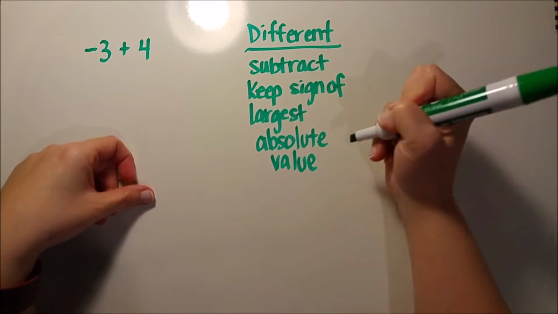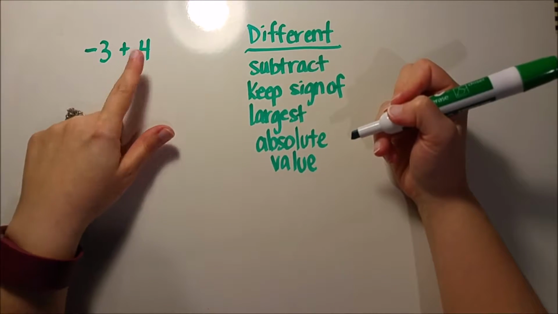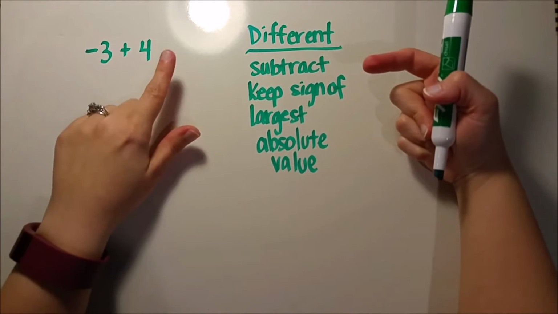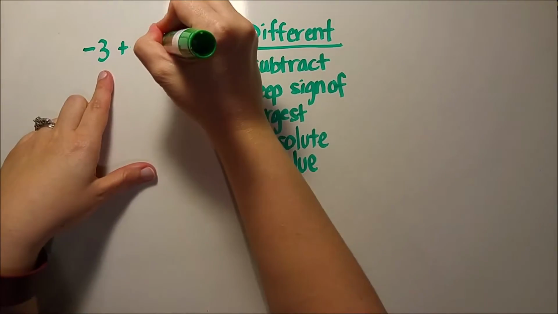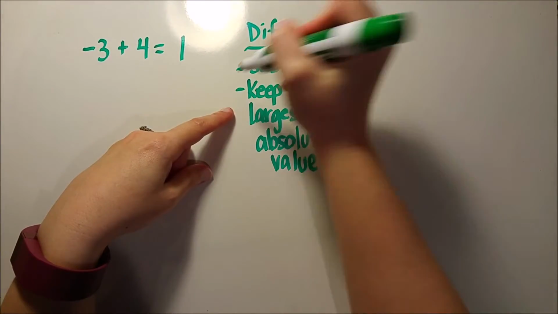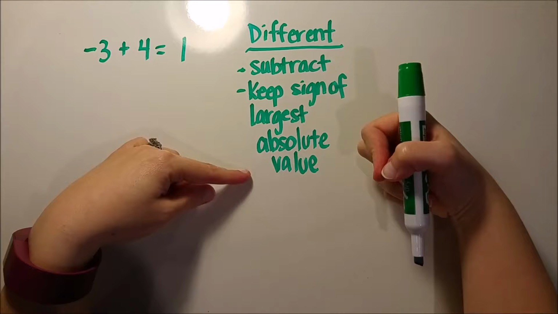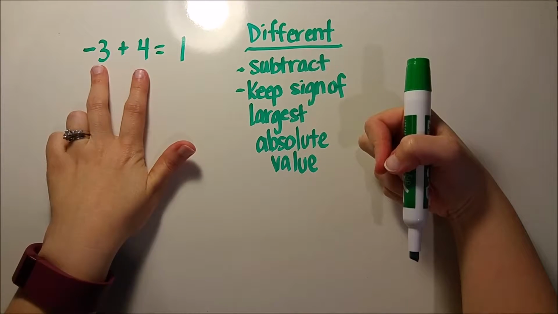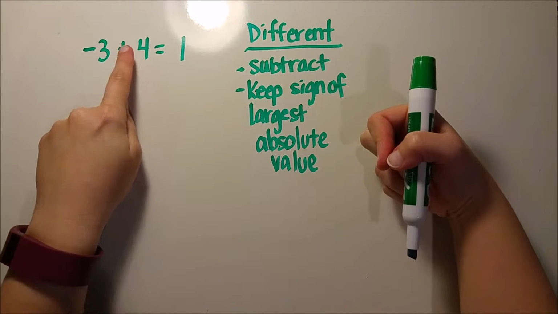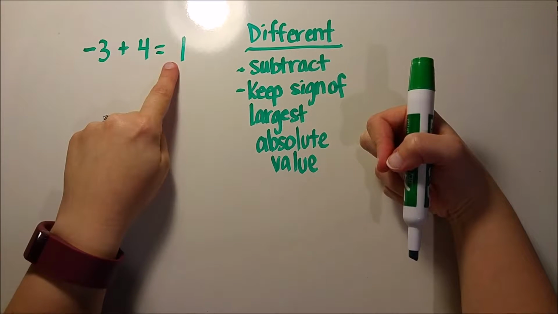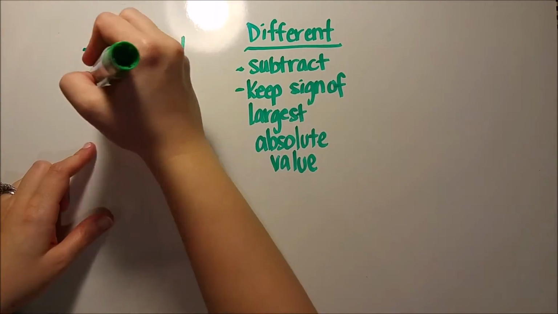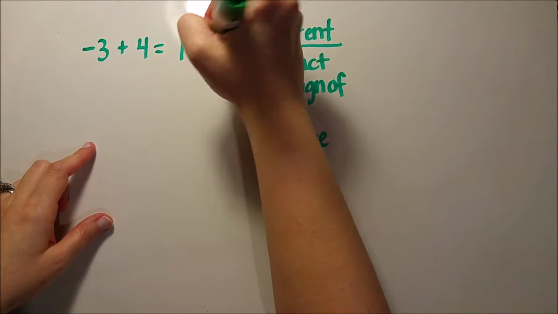Okay, so let's look at this. -3 plus 4, the signs are different. We have a negative and a positive, so we will subtract: 4 minus 3 is 1. We want to keep the sign of the largest absolute value. So which one is further away from 0? 4 is, and that's a positive number, so this is going to be a positive 1.